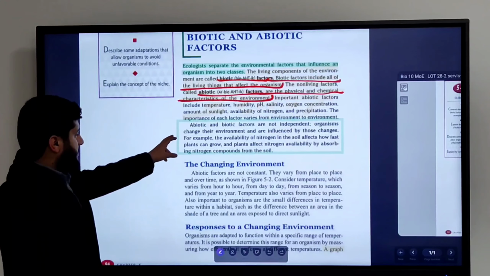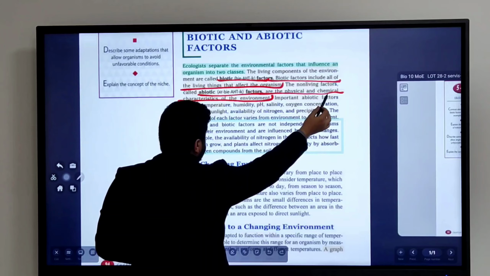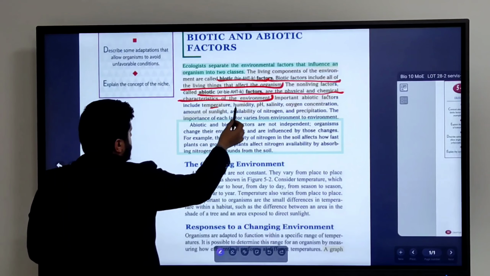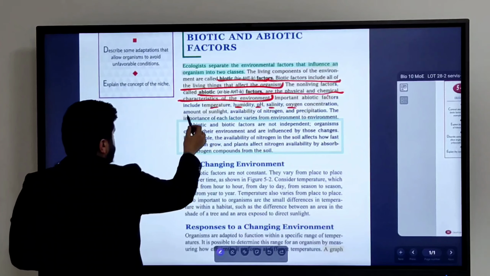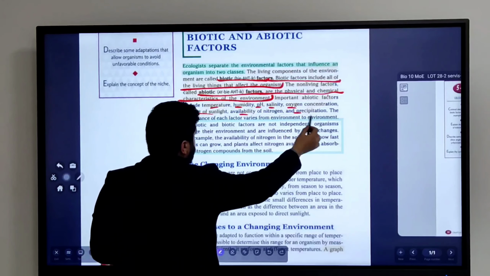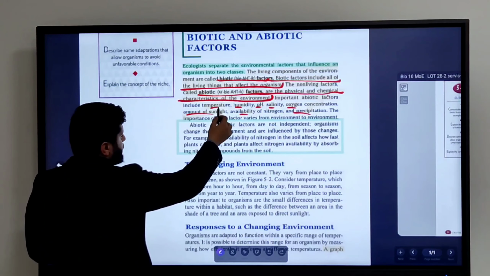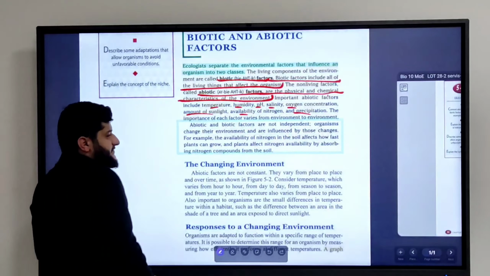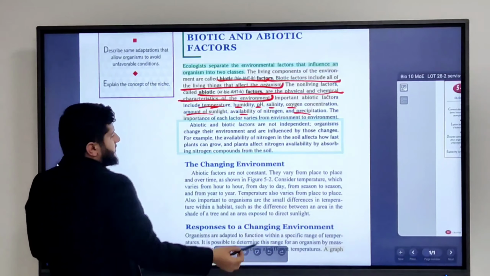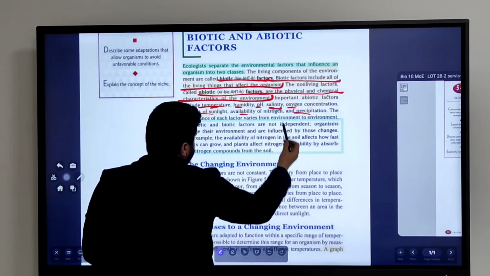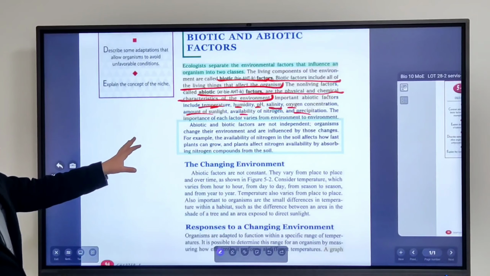Here it gave us examples of physical and chemical abiotic factors like temperature, humidity, pH, salinity, oxygen concentration, amount of sunlight, availability of nitrogen, and precipitation. The thing you should know is which one is chemical and which one is physical. So temperature, as you can see, is physical. Salinity is chemical. pH is chemical.